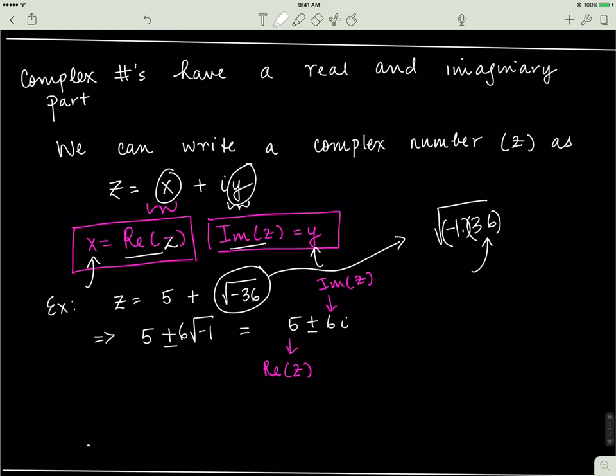So this 36 turns out to be 6. The square root of 36 is 6, and the square root of negative 1 is i. So this is where I get the 6i from.